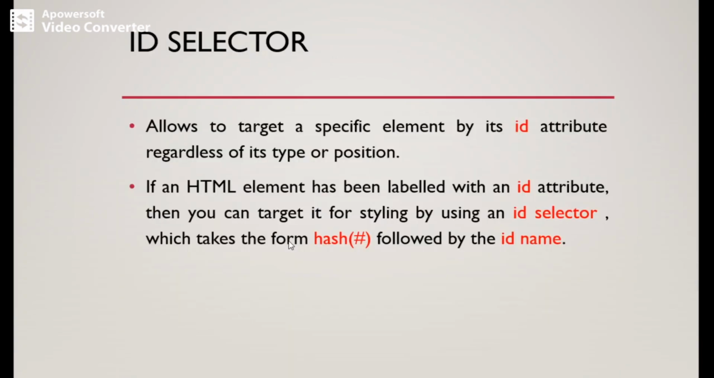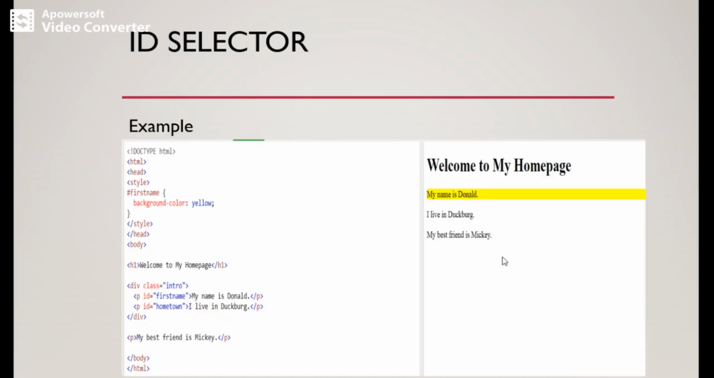Next, the ID selector allows you to target a specific element by its ID attribute regardless of its type or position. So if an HTML element has been labeled with an ID attribute, then you can target it for styling by using an ID selector. The previous one was the class selector. So you are using hash here followed by the ID name. In this example, you can see hash indicates an ID selector. So here you are specifying the selector name, first name.